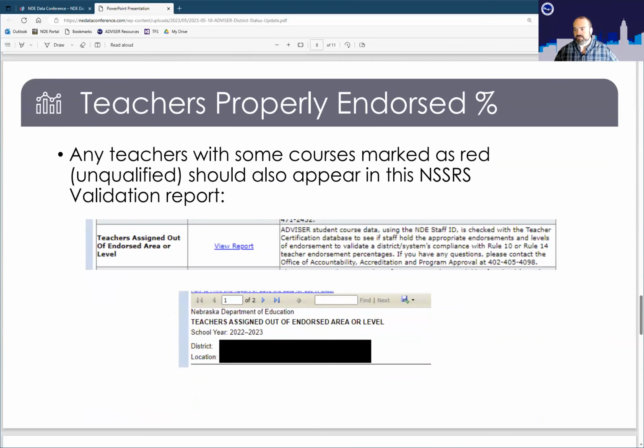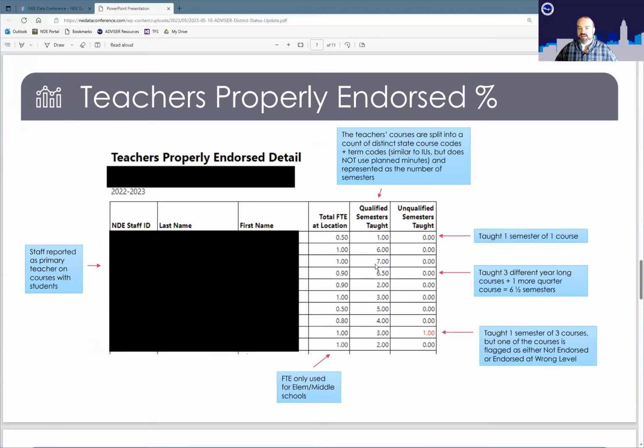And this, as Suzanne has asked, is this related to the NSSRS report? Yes. We are pulling that same data that you see in the old NSSRS validation report, teachers assigned out of endorsed area or level. And if you see a teacher that's flagged in that report, generally that means they're going to have a red number when you find them in this report.